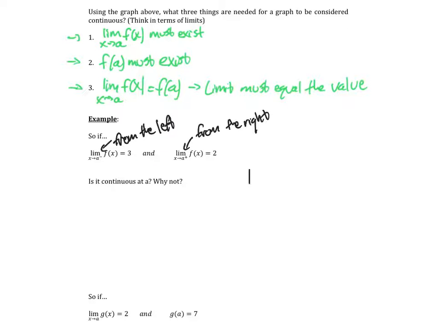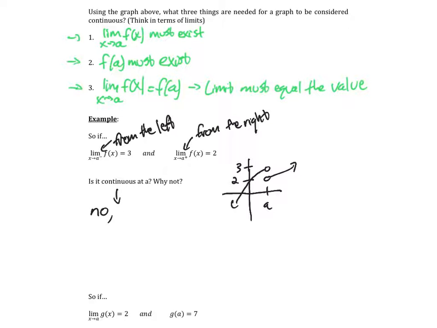Maybe it helps to draw a little graph. We'll call this a. I know as I approach from the left, the limit is 3. I don't know if it's open or closed. It really doesn't matter here. As I approach from the right, it's 2. So, would you say the limit exists at a? No, the limit does not exist at a because the two one-sided limits are going to different places. So the question is, is it continuous at a?